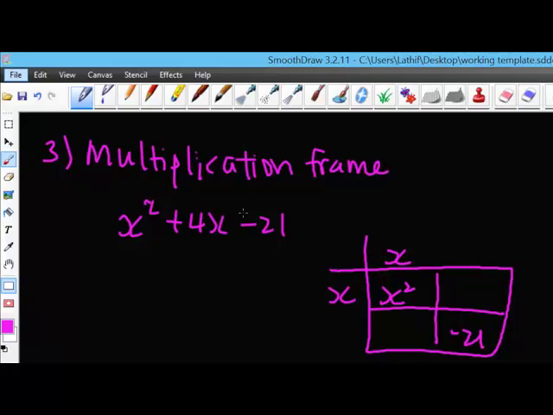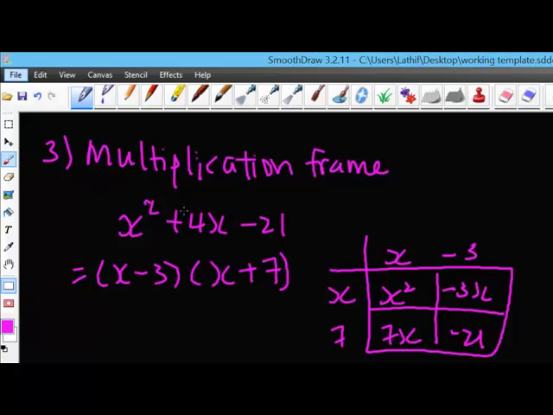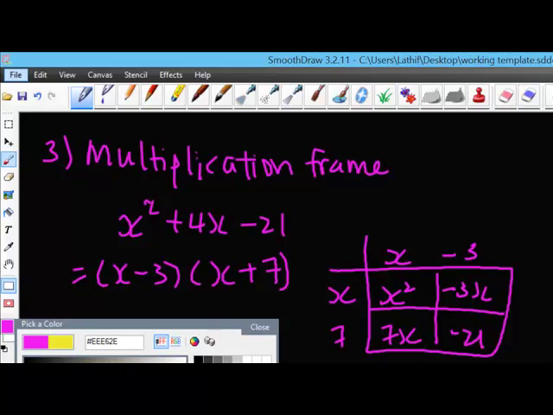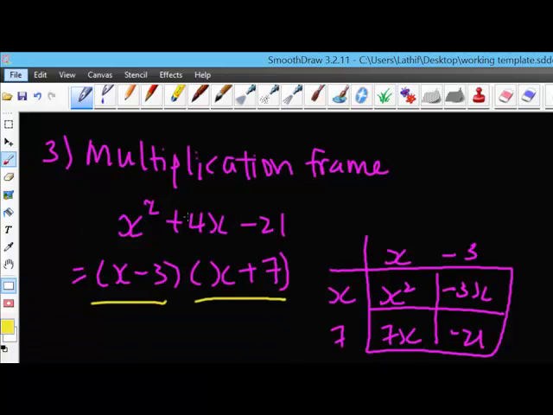So a natural good guess will be 3 and 7. And this box will become 3x and the other one becomes 7x. How do we get 4x? It's 7x minus 3x. So I'll put a minus sign over here and here a minus sign. So this will give us x minus 3, x plus 7. And this is our multiplication frame. So in each case, by factorizing the expression, we can actually get at least two factors.